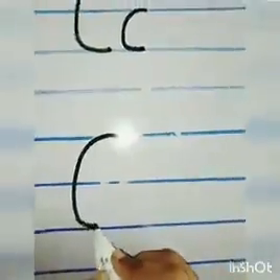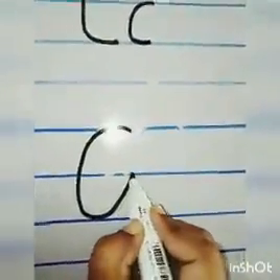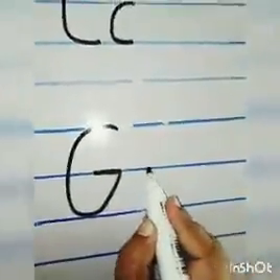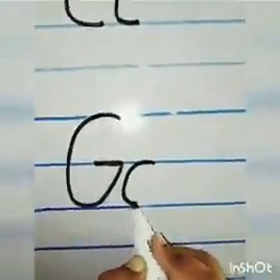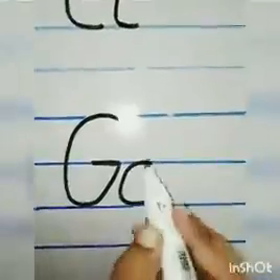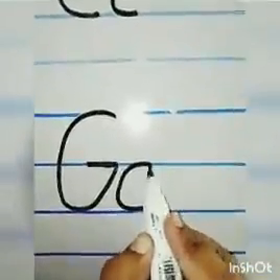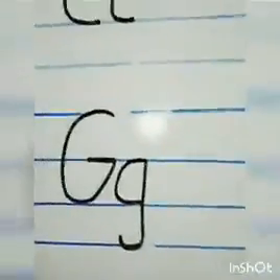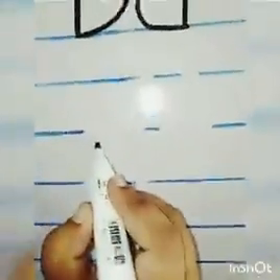Make C, then go up and then go back, small g. Make C, then put a pencil on the second line. Make a straight line, come round, round. This is G, goat. Learn their phonics and vocabulary as well.